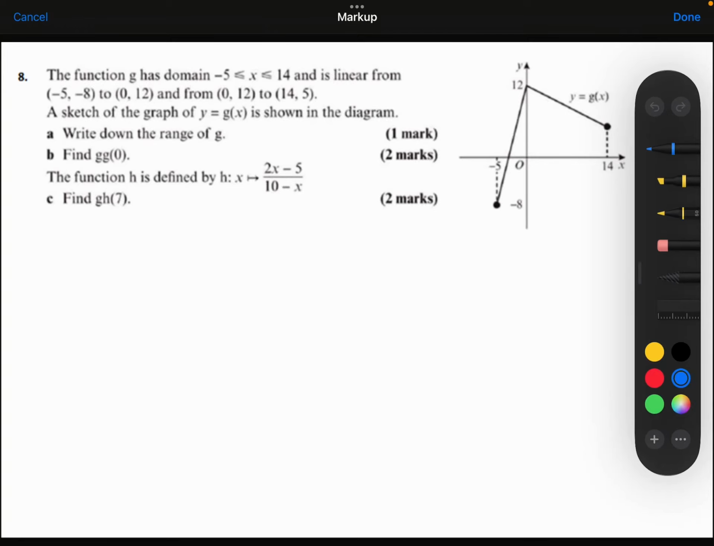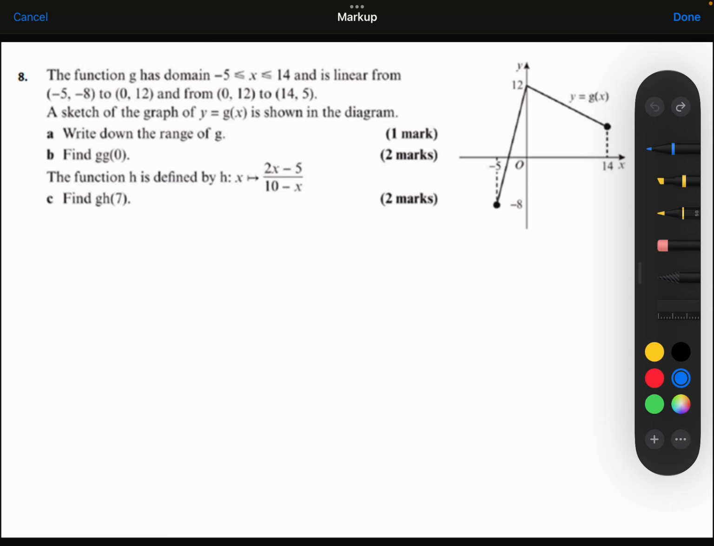The function g has domain from -5 to 14 and is linear from (-5, -8) to (0, 12). So yeah, we can see it's linear there. And it's linear from (0, 12) to (14, 5). We can see it's linear there. So those two lines are going to have two different equations. This is a piecewise function.